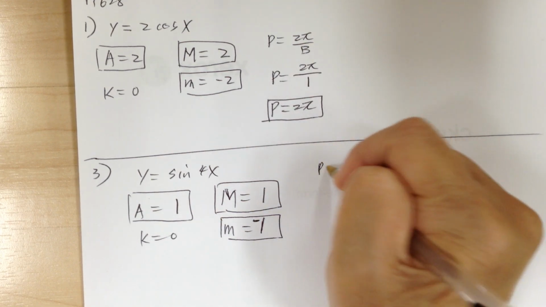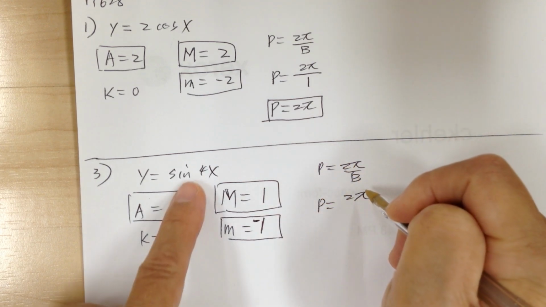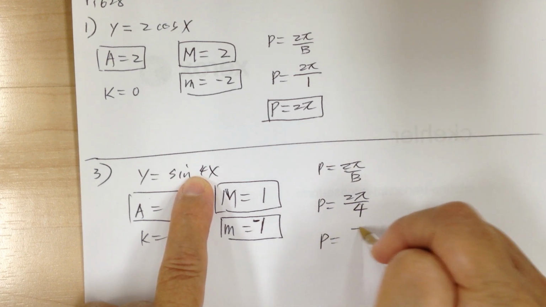Okay, and period equal to 2 pi over b. The b is over here, so that's your b, which is 4. So period equal to 2 pi over 4, so period equal to pi over 2.